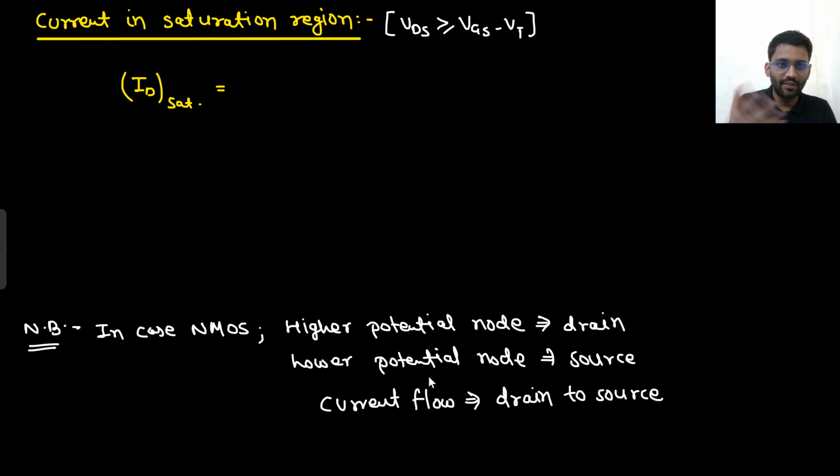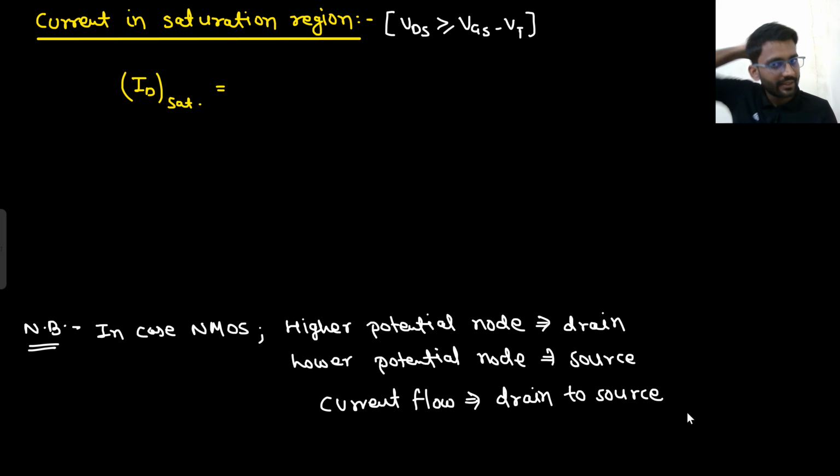So if I am given a MOS, first I will identify if it is NMOS or PMOS. I identified it is NMOS. So if it is NMOS, the one which is at higher potential will be drain, and the lower potential will be source. So I will also know the direction of current, that it will flow from high potential node to low potential node, from drain to source. Are you getting this point?